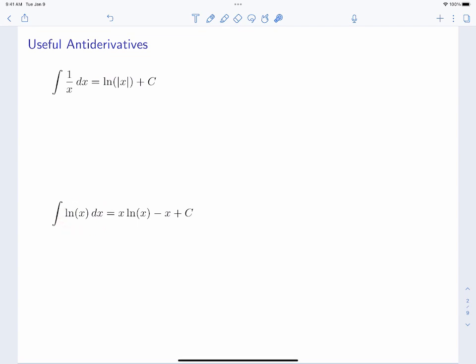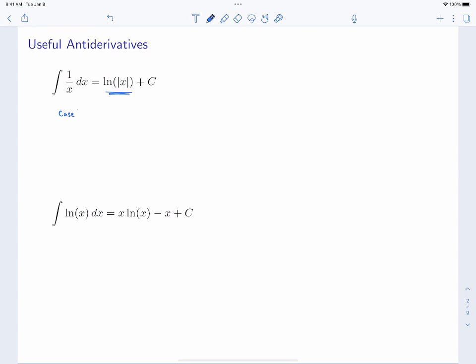So for example, we can differentiate ln of absolute value of x plus c and get 1 over x, and we can differentiate x ln of x minus x plus c and get ln of x. Let's do that. Let's start with the first one. We want to differentiate ln of the absolute value of x, and we want to show that that's equal to 1 over x. Well, it's a little bit difficult to differentiate it when it has the absolute value sign in it. So we're going to break this apart into two cases.